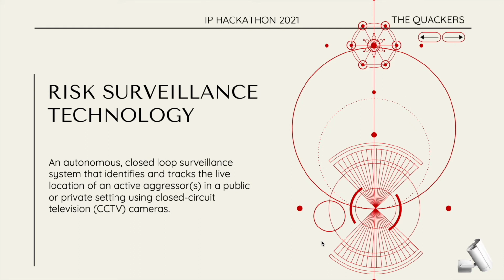Here's where the risk surveillance technology comes into effect. It is an autonomous, closed-loop surveillance system that identifies and tracks the live location of an active aggressor in a public or private setting using closed-circuit television cameras or CCTVs.